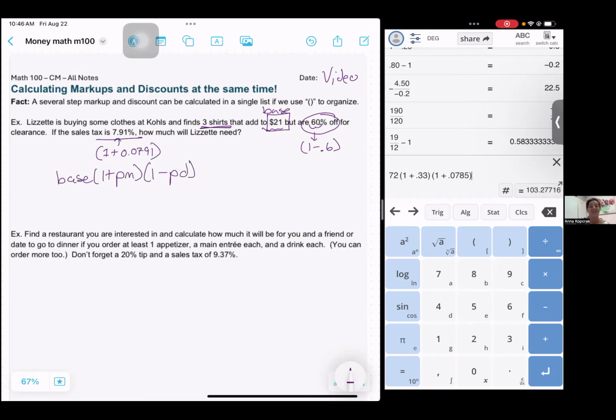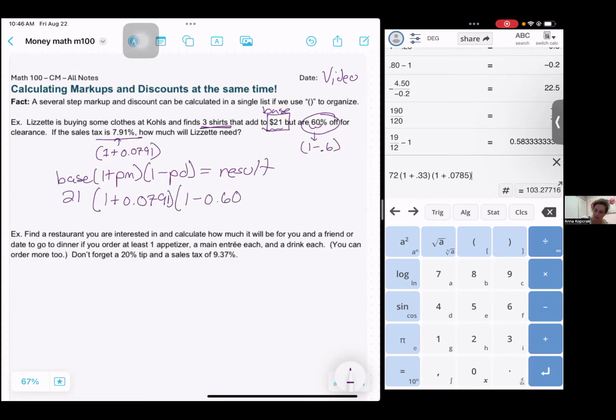We have $21 times 1 plus 0.0791. Oops, I forgot my little one. There we go. And 1 minus 0.60 for our discount. Let's see how much Lizette is paying. Again, doesn't matter which one you do first, and I'll show you on the calculator. There's our taxes, but here's our discount, and where Lizette needs to pay now. Businesses do tend to round up. So even though I will accept $9.06, I also will accept $9.07. Because again, businesses.